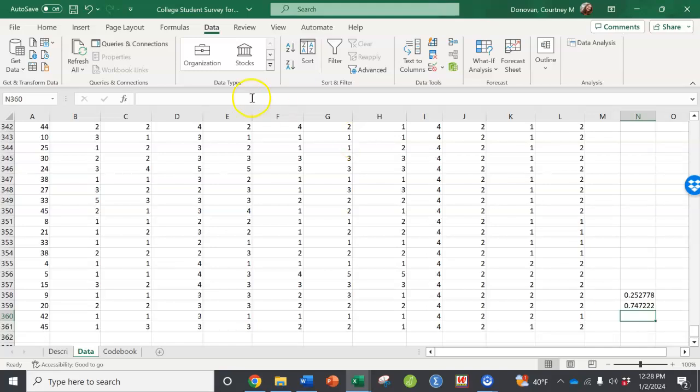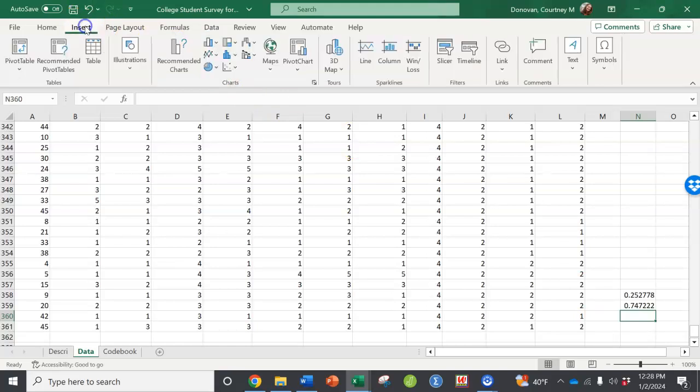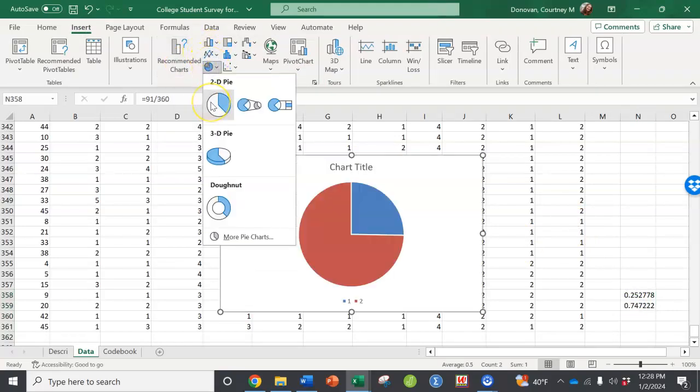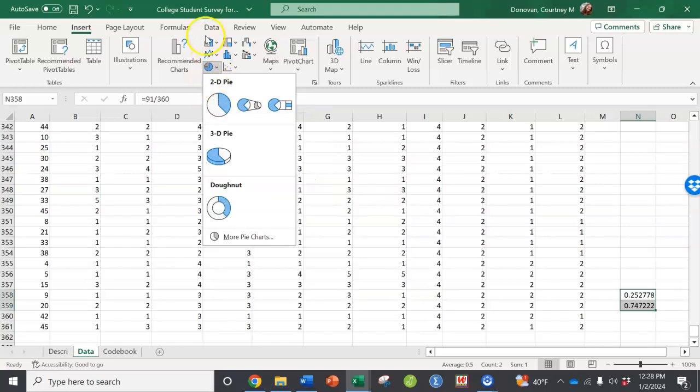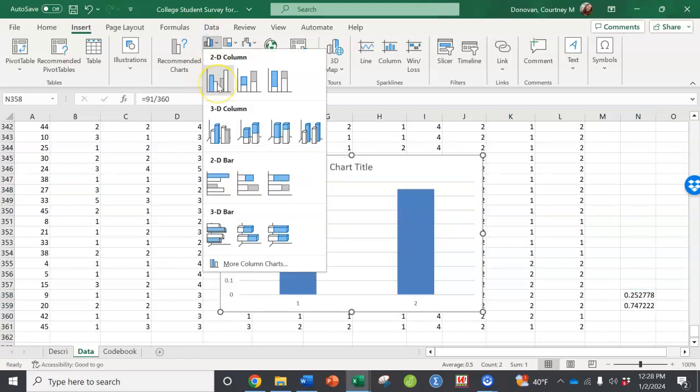The easiest way to visualize this information is to highlight these two cells, go to insert, and then we could argue that this is a percent of a whole. So 75% versus 25%, in which case a pie chart might make a lot of sense and be a nice visual. We could also do the same thing with a bar chart and see the same information.